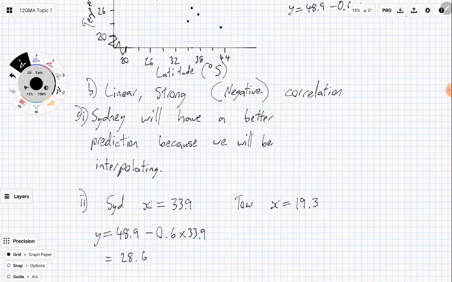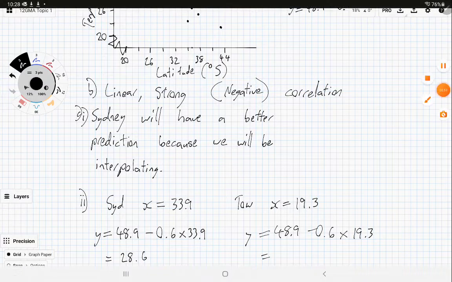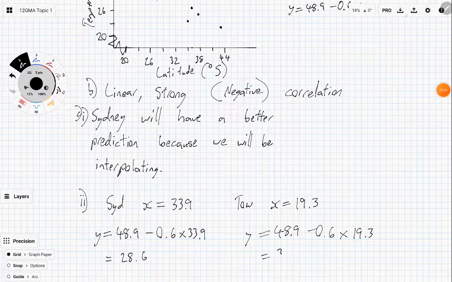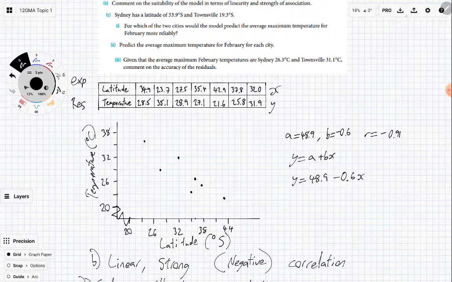And I'm going to repeat the process now for Townsville. So y equals 48.9 minus 0.6 times 19.3. And in this case, I get 37.32, which I'm going to round to 37.3. And there we go. So there's our two predictions for II. And the last part, given that the average maximum February temperatures are Sydney 26.3 degrees and Townsville 31.1 degrees, comment on the accuracy of the residuals.